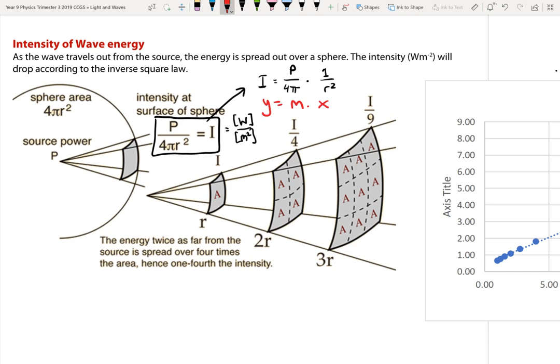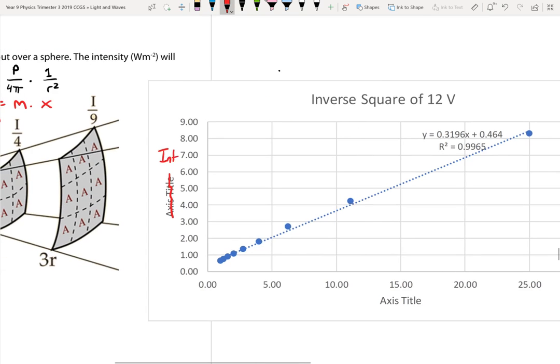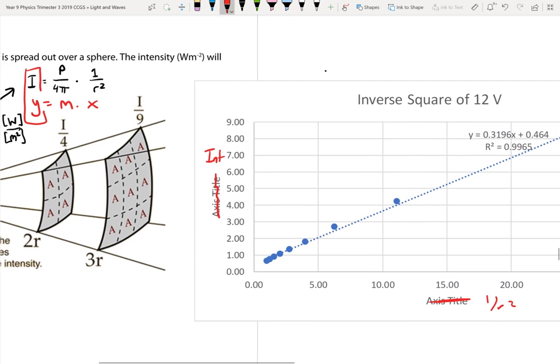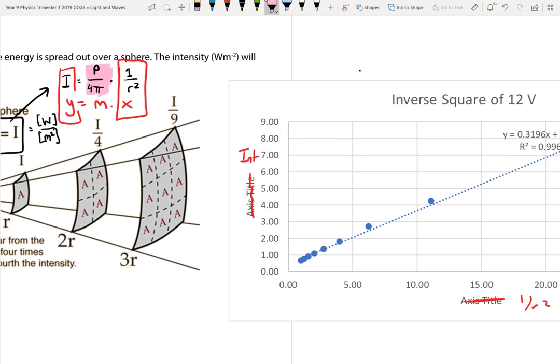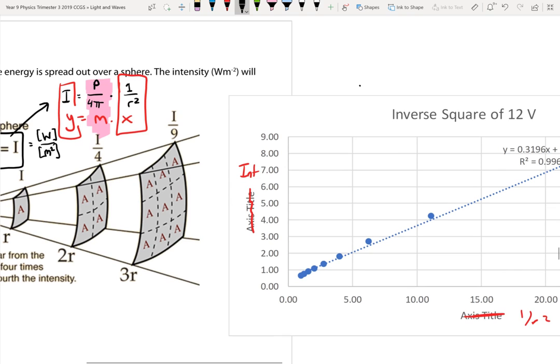And look what we did. We plotted intensity on the y-axis, and then we plotted 1 on r squared on the x-axis, and so that means that our gradient should be the power of our little sun, the light box, divided by 4 pi. So, to get power on its own, I'll just have to multiply by 4 pi. Okay? Now, what I'm just going to quickly rewrite here is P on 4 pi equals gradient.